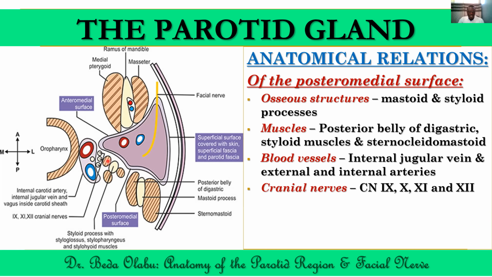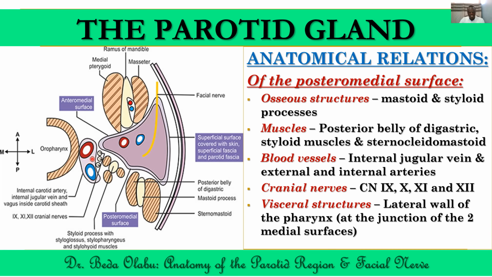We have some cranial nerves which are also related to the parotid gland. These nerves are the cranial nerve number 9, number 10, number 11, and 12. Remember, number 9 is called the glossopharyngeal nerve. Number 10 is the vagus nerve. Number 11 is the accessory nerve, and number 12, the hypoglossal nerve. In particular, the 10th nerve is within the carotid sheath, in between the internal carotid artery and the internal jugular vein.